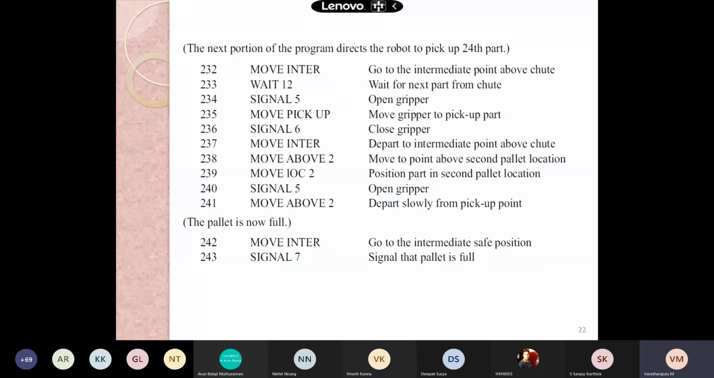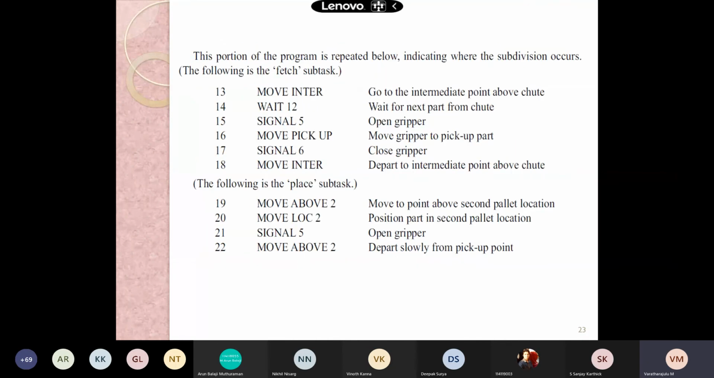And the palette is now full. Then move enter, go to the intermediate safe positions, and signal 7, signal that palette is full. If the signal 7, then it means the palette is full. This portion of the program is repeated below, indicating where the subdivisions occur, the following subtasks 1 3, 1 4, 1 5, 1 6, 1 7 and 1 8, and move enter, go to the intermediate point above.